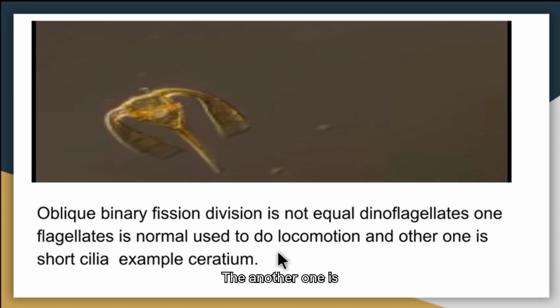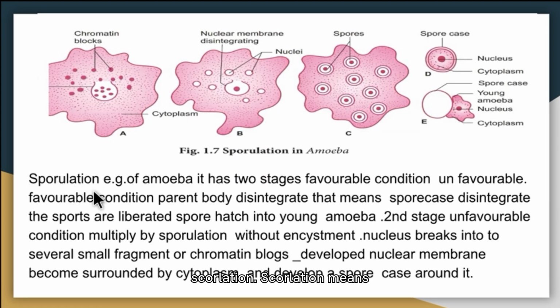The another one is sporulation. Sporulation means inside of the amoeba the spores are forming. The spore case, in the favorable condition, will disintegrate. The young one is coming out. This is the younger amoeba.